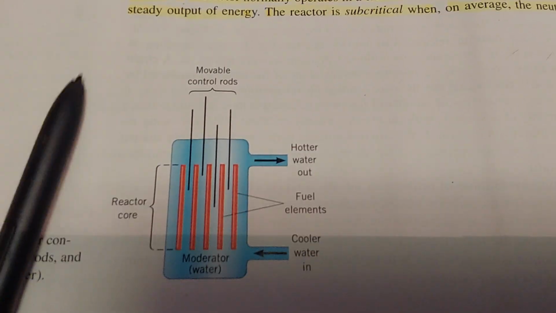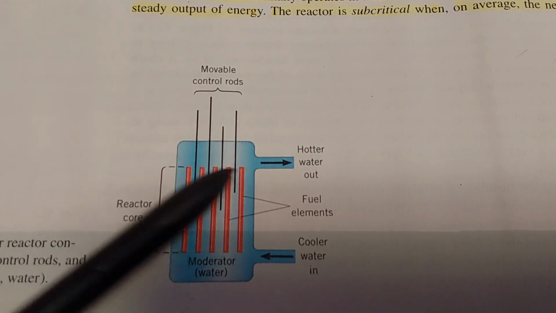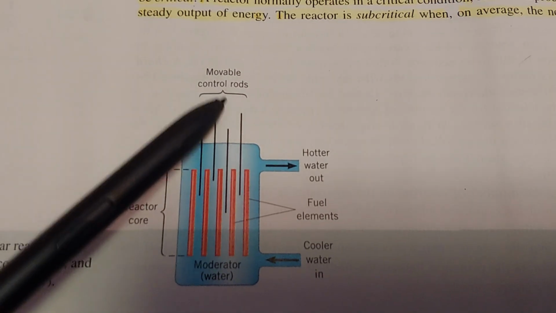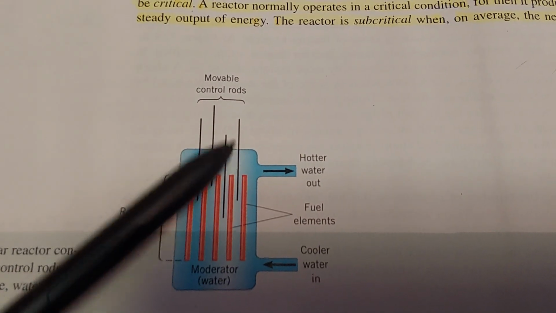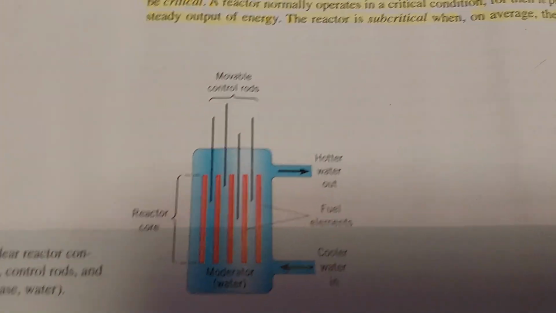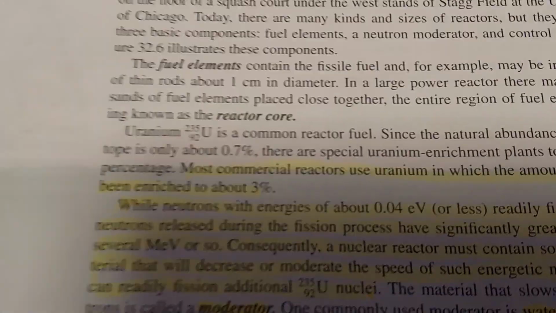Here is a reactor. This is the core. These are the fuel elements, these rods. And these are the moderators that control and release how much the neutrons are being split. So back to what we're talking about.